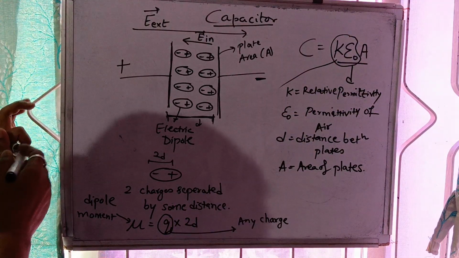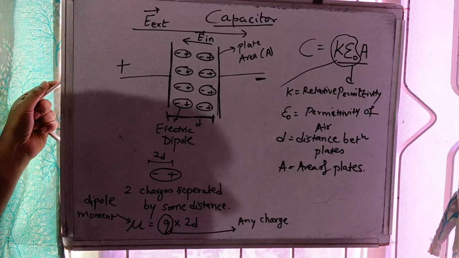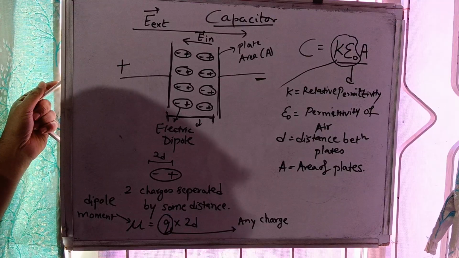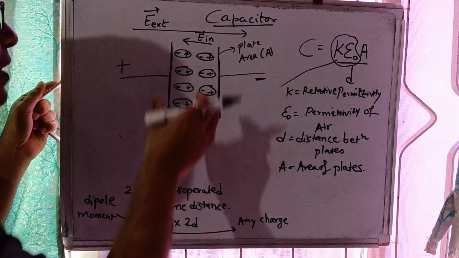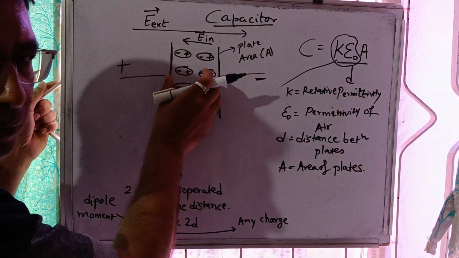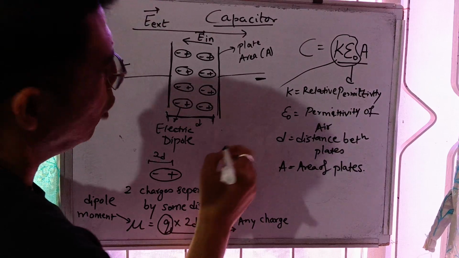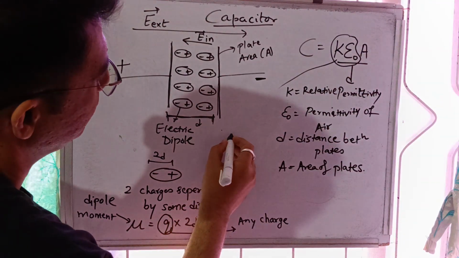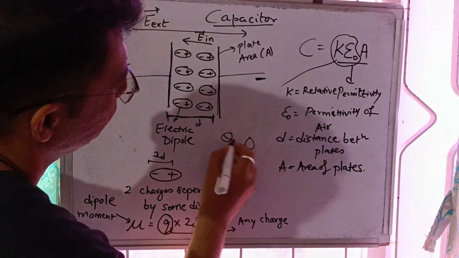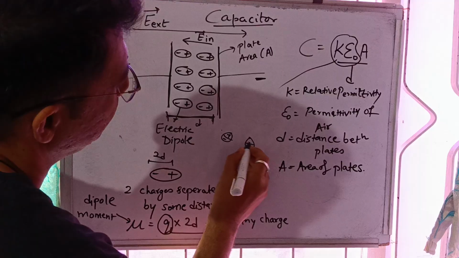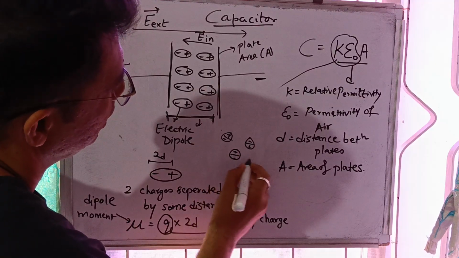Permittivity is for the material, and generally it is expressed in terms of relative permittivity. So what the permittivity is? If we assume that there is air here, and in the case of air the molecules have a random orientation. So maybe plus here, minus here, plus here. So it's a random orientation, right?